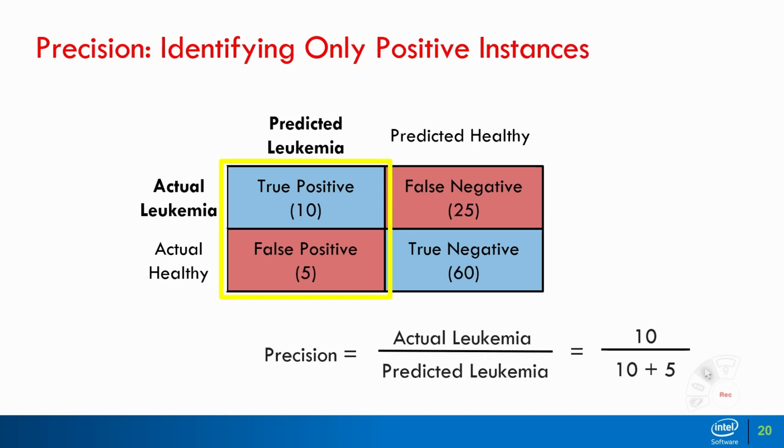Now, precision measures the percentage of all the predicted positives that are actually positive. It is defined as the ratio of true positive to true positive plus false positive. If a model predicts 15 data as leukemia, and 10 of them are actual leukemia, then the precision is 10 over 15.